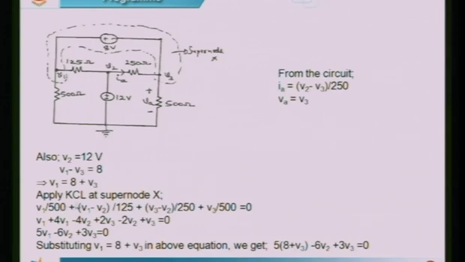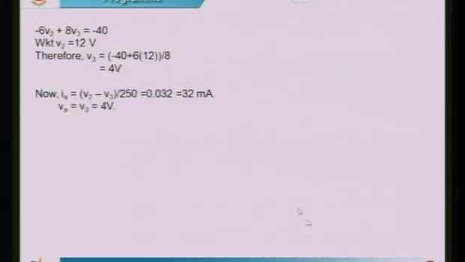So we get this particular equation. When we properly arrange, this is what we get, and substituting V1 as 8 plus V3, we get this. Then the equation will be simplified to this, and when we substitute V2 as 12 here, V3 will be found as 4 volts. And then we recall the expressions of IA and VA, and then substitute properly the values of V2 and V3 to get IA as 32 milli and VA as 4 volts.